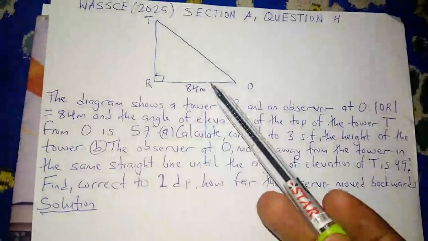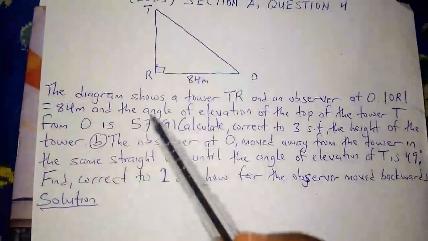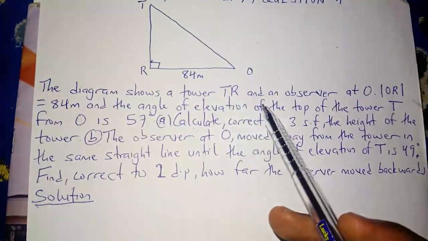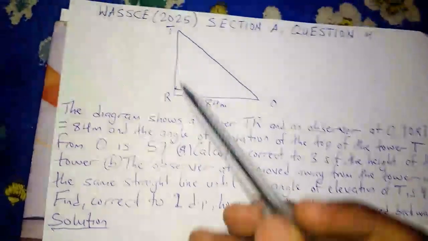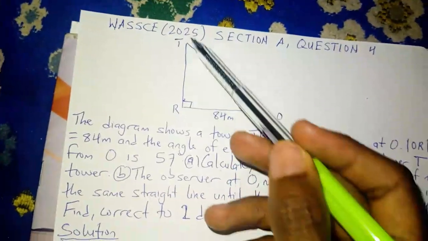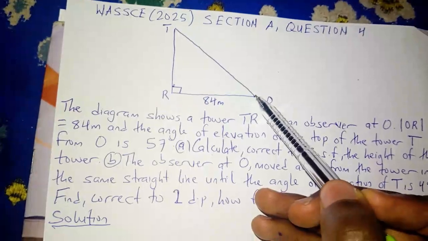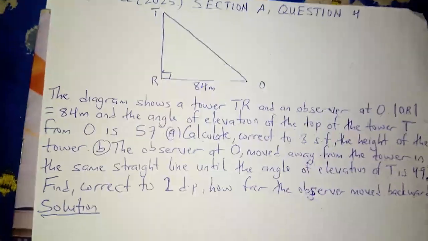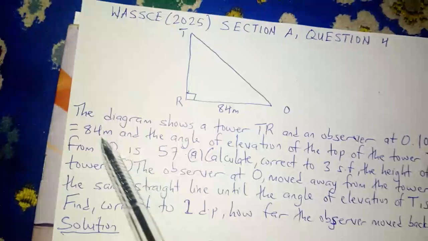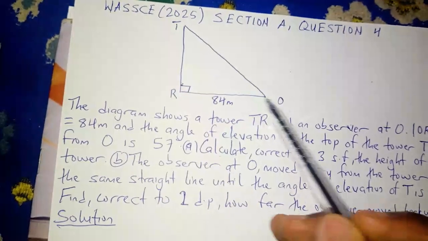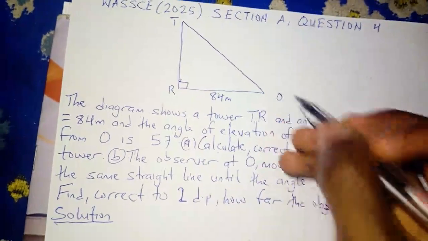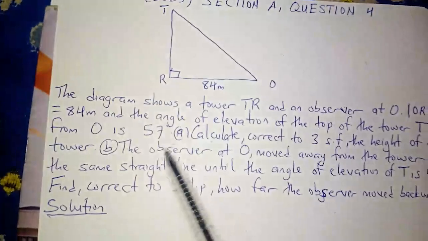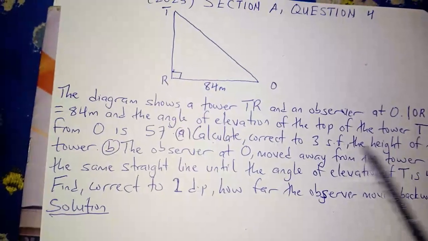Now we have this diagram here, and we are told that the diagram shows a tower TR and an observer O. So here is the tower TR, and this point is point O, where we have an observer. OR is 84 meters. So this is telling us what we have been given here. So OR is 84 meters, and the angle of elevation of the top of the tower is 57.